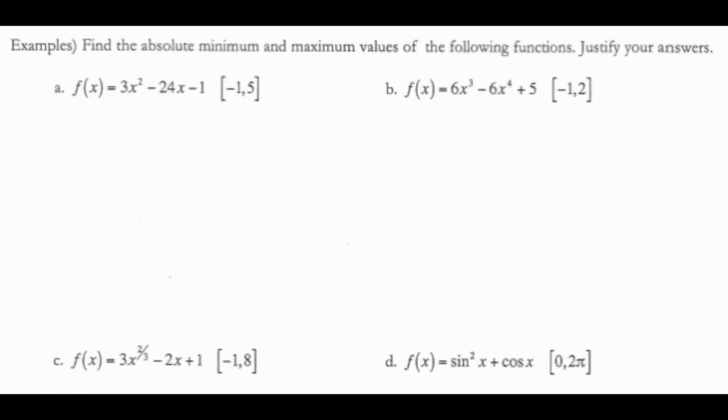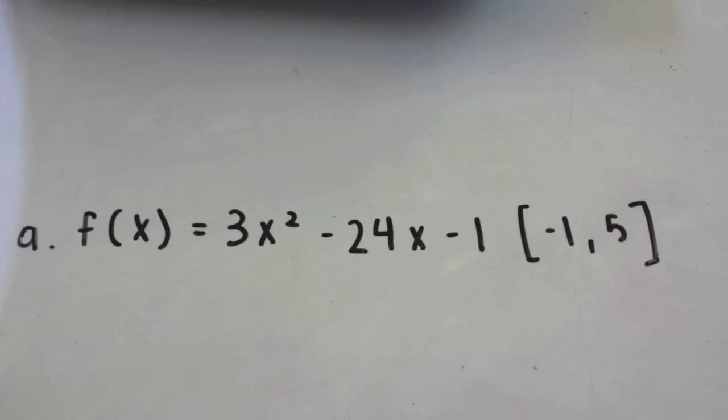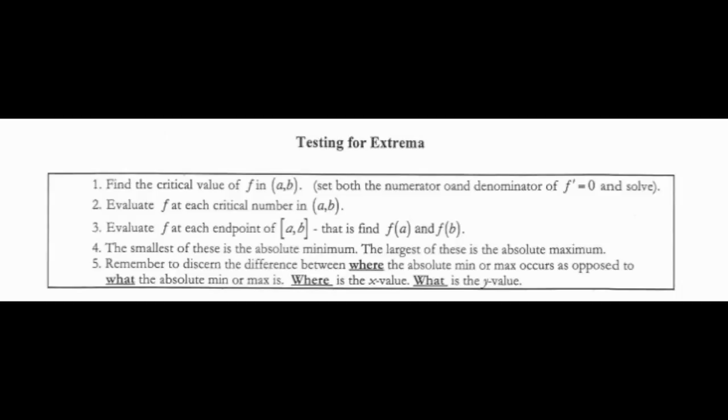Let's face it, we'll never get anywhere without more examples. So we'll be going over A, B, and C of your 4.1 notes on page 2. So the objective of these problems is to find the absolute minimum and maximum values. So let's begin with A. f of x equals 3x squared minus 24x minus 1 on the interval negative 1 to 5.